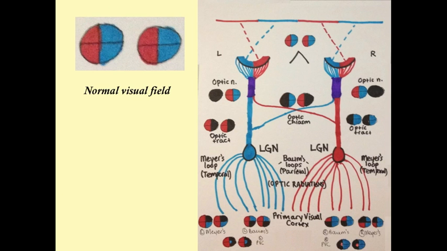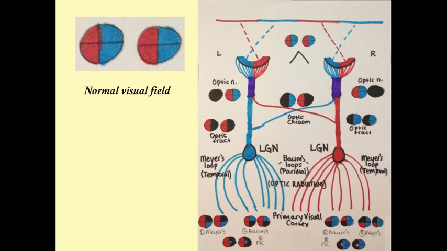This is normal. So if you were to look out one eye or the other, you're looking at this, right? You've got red and blue. So on your left eye, you're going to see red in your left visual field and blue in your right visual field. And same with your right eye. You see red in your left visual field out of your right eye and blue in your right visual field out of your right eye.